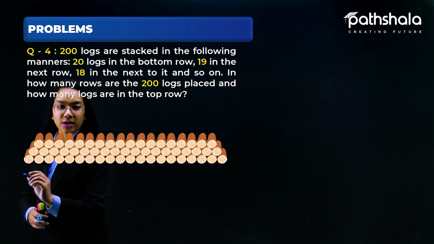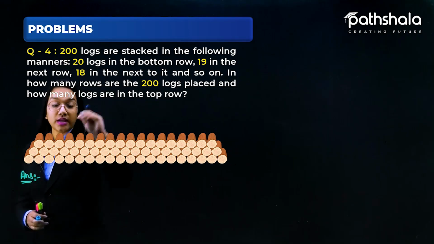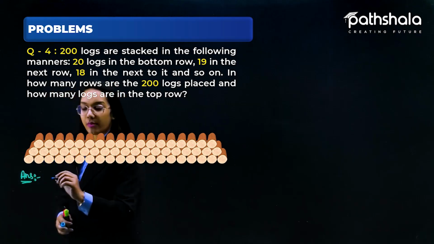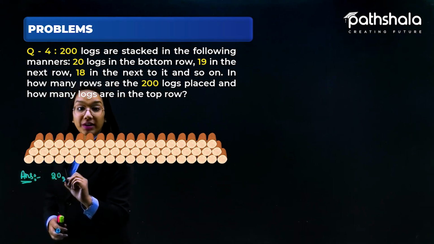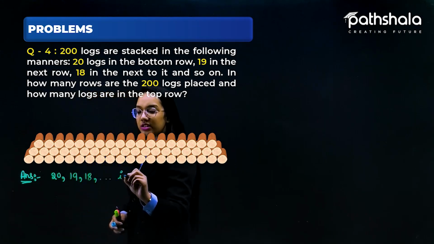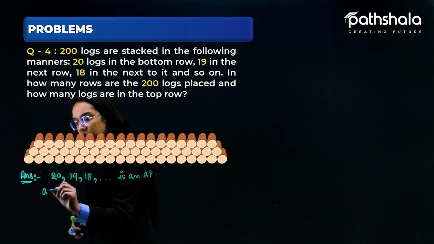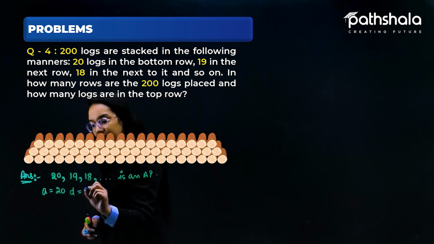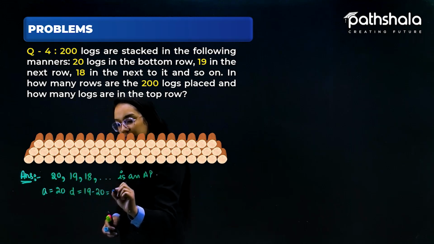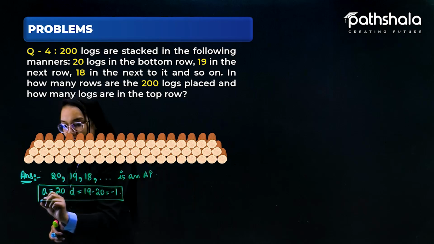First of all, we can start with the things that are given to us. It says 20 logs in the bottom row. So in the bottom row we have 20, in the next one we have 19, in the next one we have 18, and so on. So obviously this is an arithmetic progression in which the very first term is 20 and the common difference is 19 minus 20, which is minus 1. So a is 20 and d is given to us as minus 1.